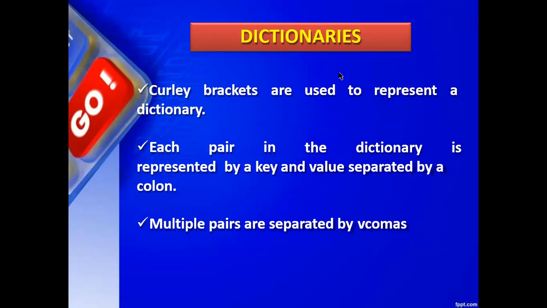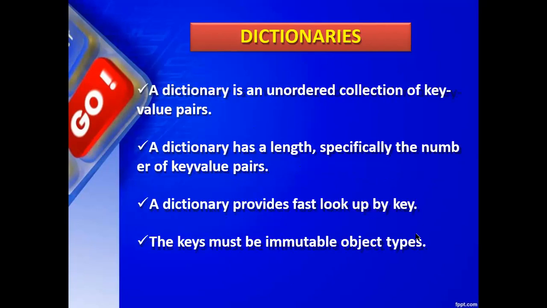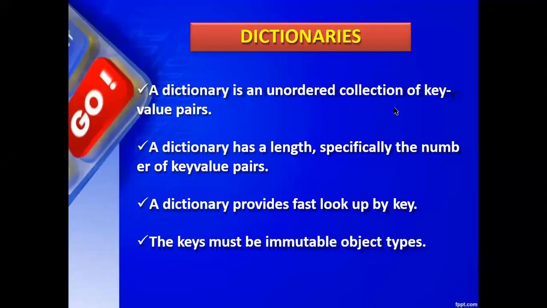So in dictionaries, curly brackets are used to represent a dictionary. Each pair in a dictionary is represented by a key and value separated by a colon. Multiple pairs are separated by commas. So these are the points of the dictionary. A dictionary is an unordered collection of key value pairs.